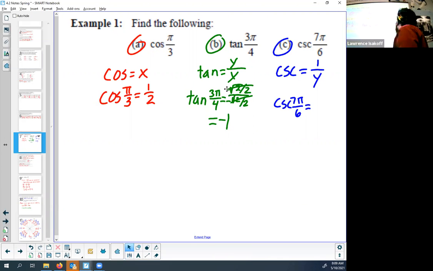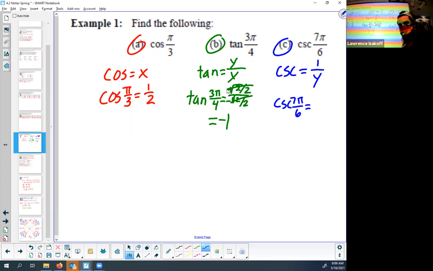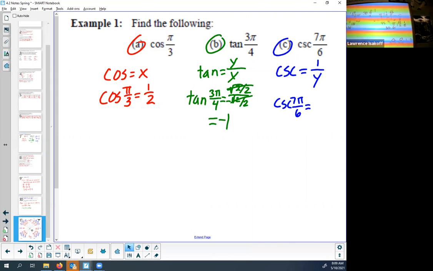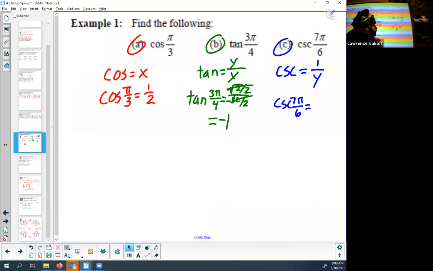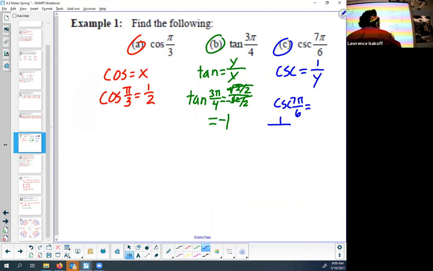Okay, cosecant of 7 pi over 6. So that's 1 over the y value. 7 pi over 6 is down here. The y value is -1/2, so I want to do 1 over that. So that's 1 over -1/2, so it's going to be 1 times 2 over -1, which is just -2.